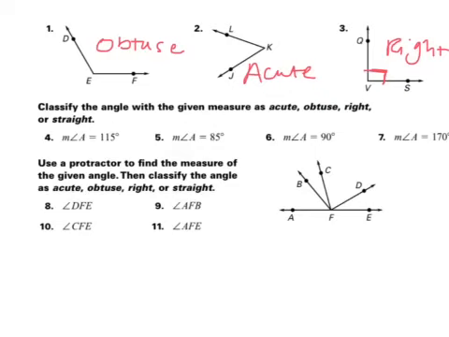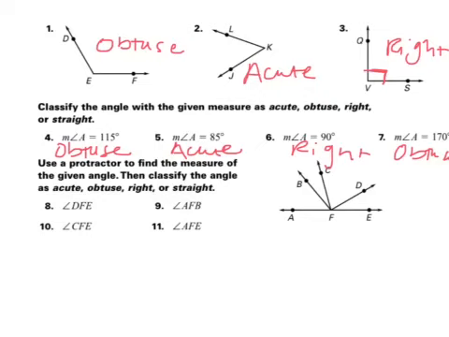So measure of angle A is 115 degrees. Well, that's more than 90, so that is obtuse. Number 5, measure of angle A is 85. That is less than 90, so that is acute. Number 6, measure of angle A equals 90. That would be a right angle. And number 7, measure of angle A is 170. That's more than 90, so that is also obtuse.